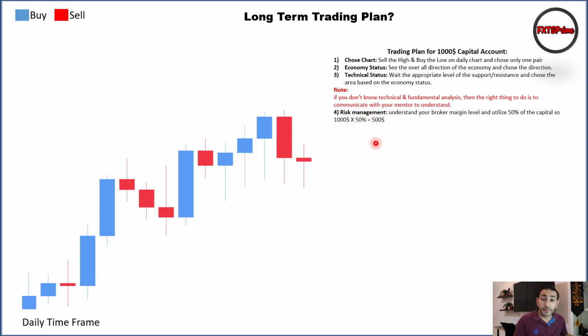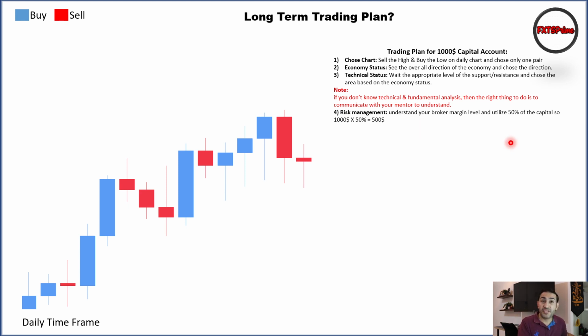Four, you have to do your risk management. If I have an account of $1,000, I want to maximize my trading opportunity. If I have an account of $1,000 and I want to trade only $5 out of the $1,000, that means you are not optimizing your capital ability or capability.